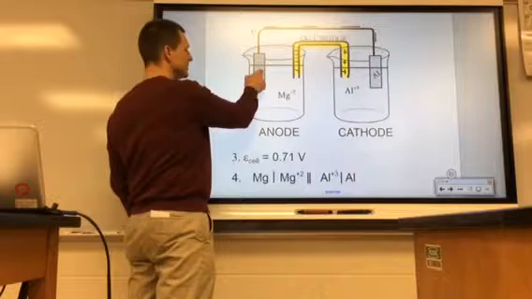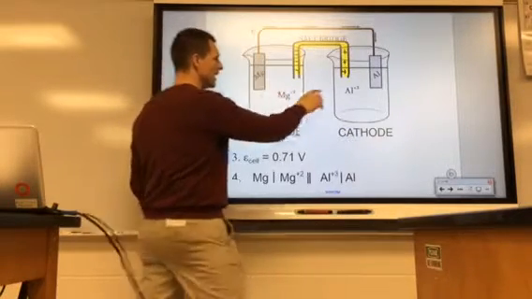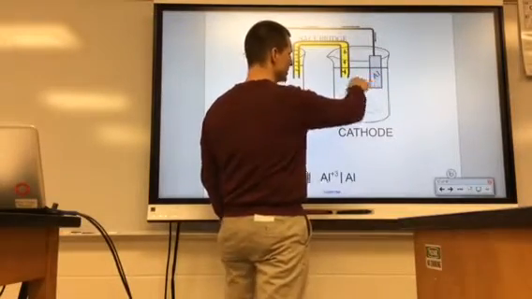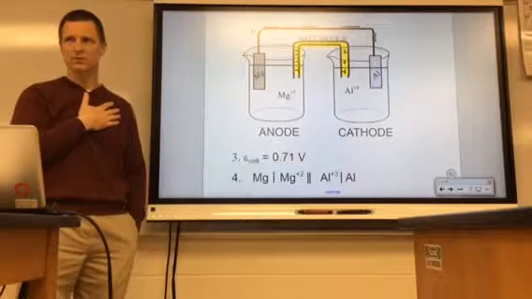The magnesium is a reactant. The magnesium ion is a product, so they both have to be over there. And over on the cathode side, the aluminum ion is the reactant. The aluminum bar is the product. So both those have to be in there too.